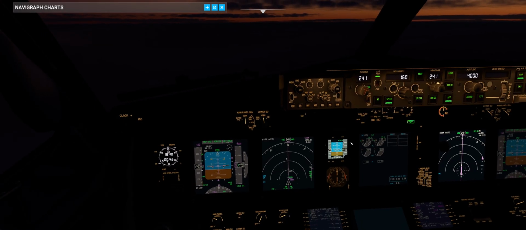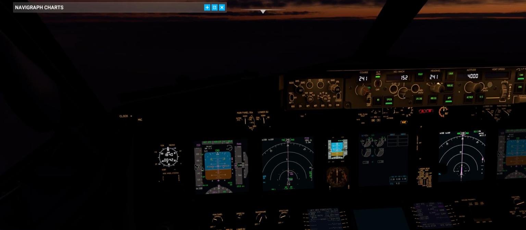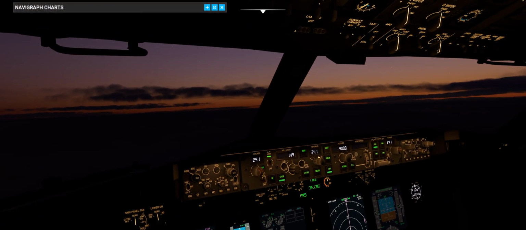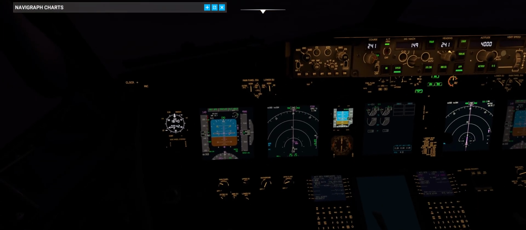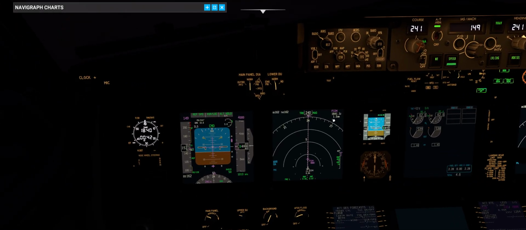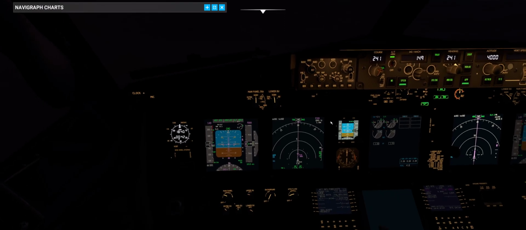So glide slope is alive. In this case, gear down, flaps 15. Like this one, arm the speed brakes. Put engine start switches to continuous. And now we are waiting for glide slope captured.